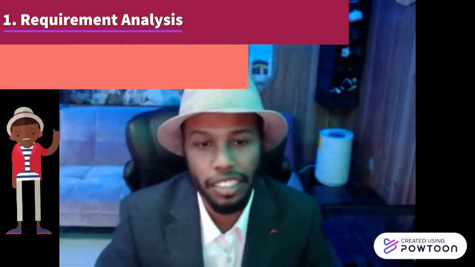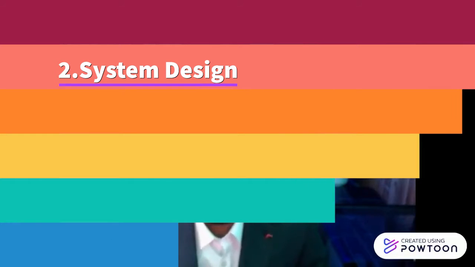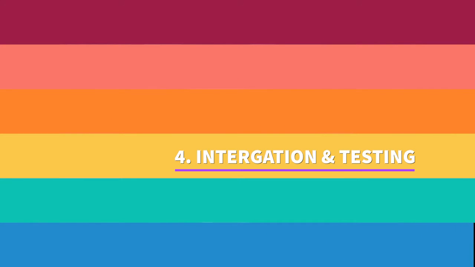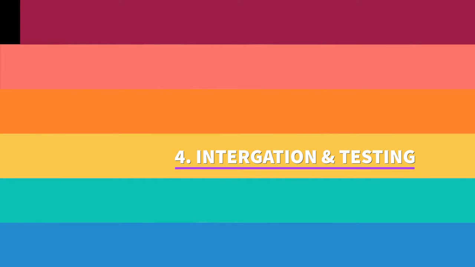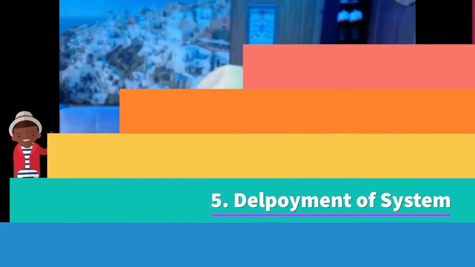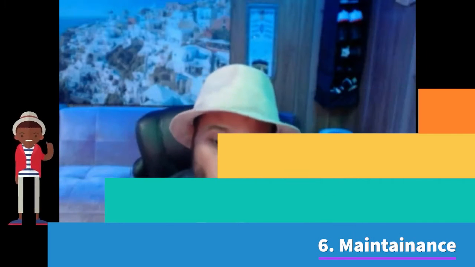So I'm going to go into the consecutive phases. The first phase is requirement analysis. The second one is system design. The third one is implementation. The fourth one is integration and testing. The fifth one is deployment of system. And the sixth one, which is the last one, is maintenance.